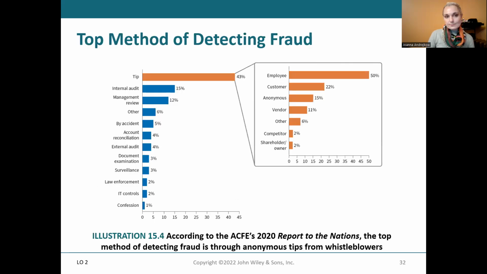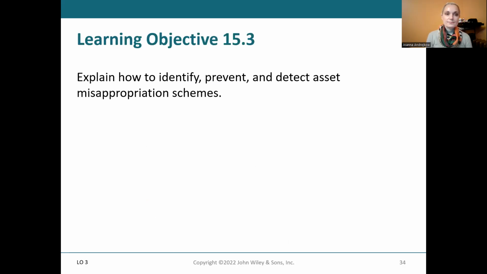So here we have an example of a top-down method of detecting fraud, and it seems like the most effective is a tip line, and it seems that the people that use tip lines the most are employees, followed by customers, anonymous people, vendors, others, competitors, shareholders, and owners.